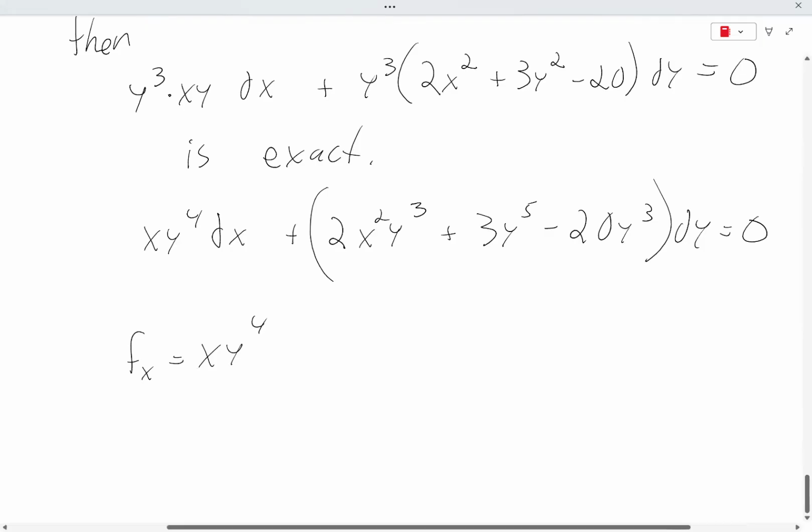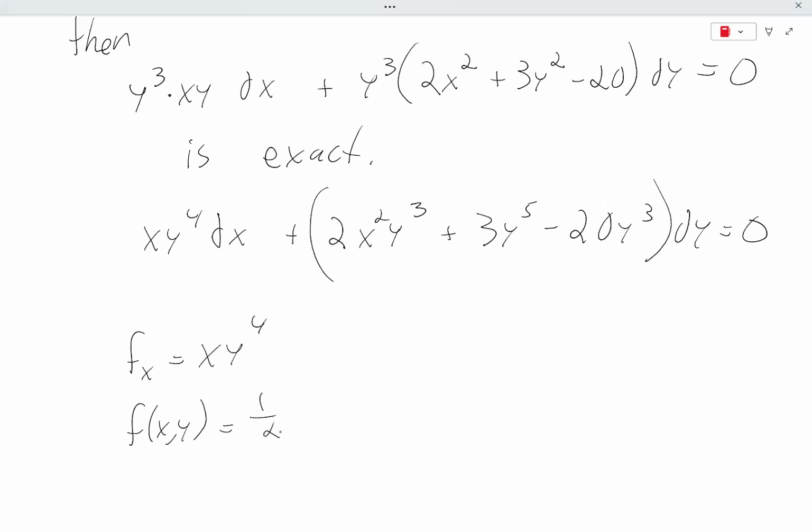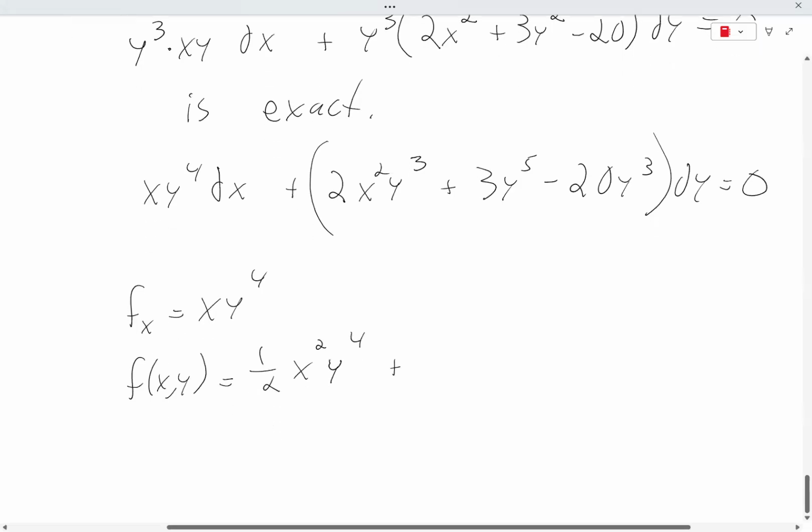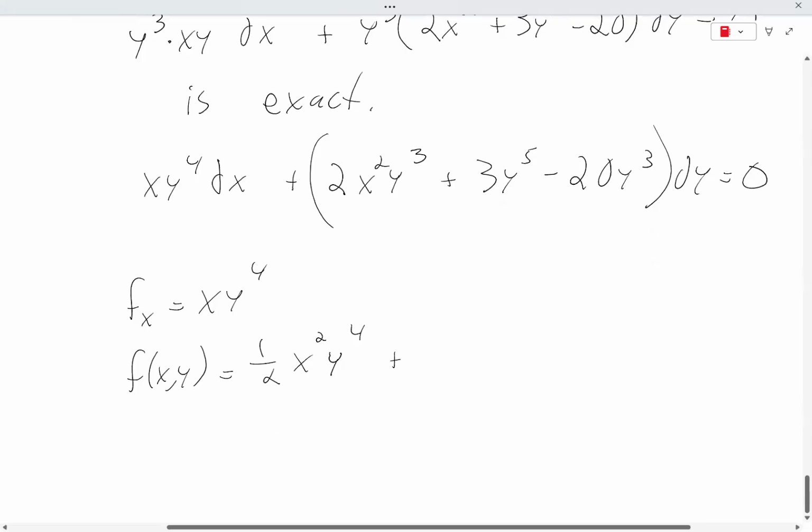Okay, and so then that means that I'm going to integrate with respect to x here. So f of x,y would equal what? That would be 1/2 x squared y to the 4th. Right, okay, I think that's right. Are you guys keeping track of me now? I'm getting kind of dopey. So 1/2 x squared y to the 4th plus a function of y, possibly here.